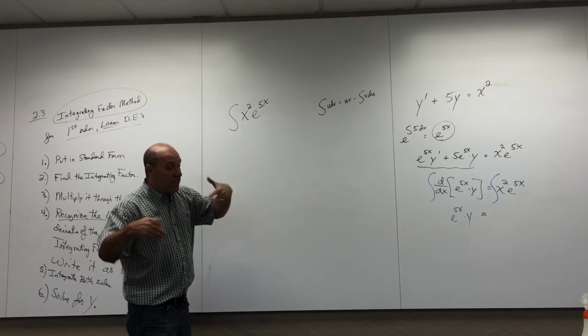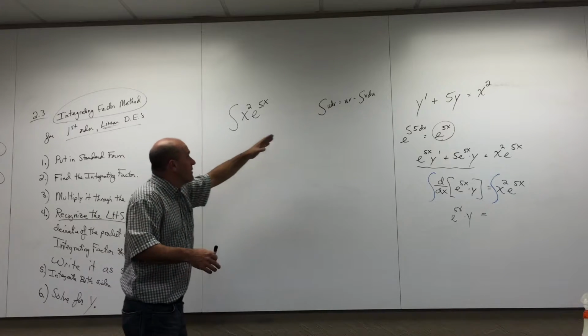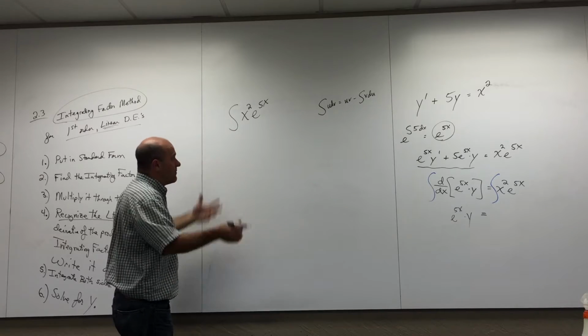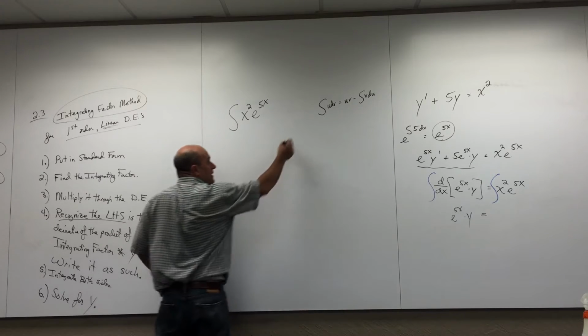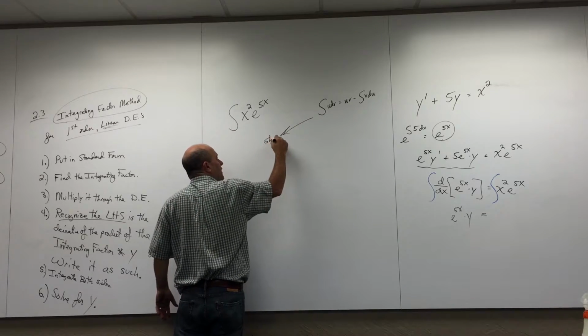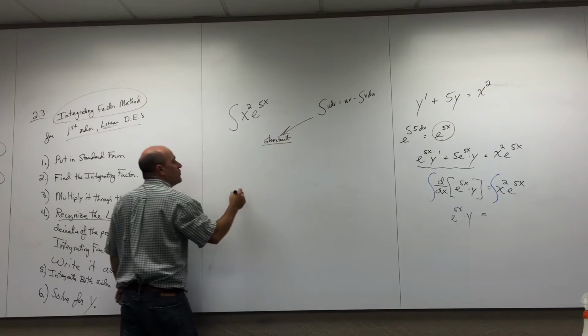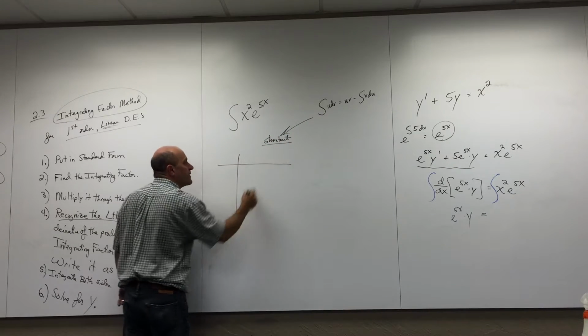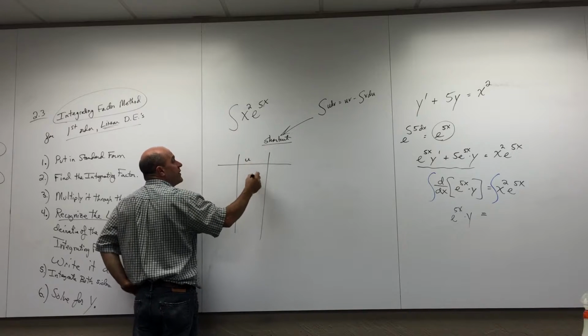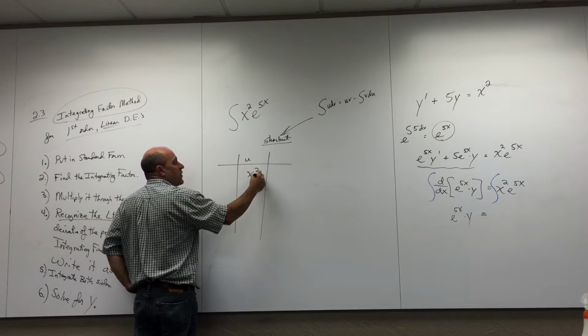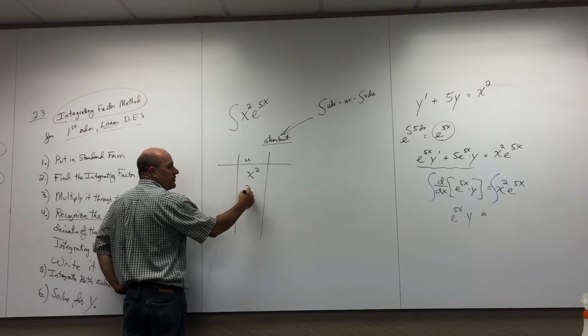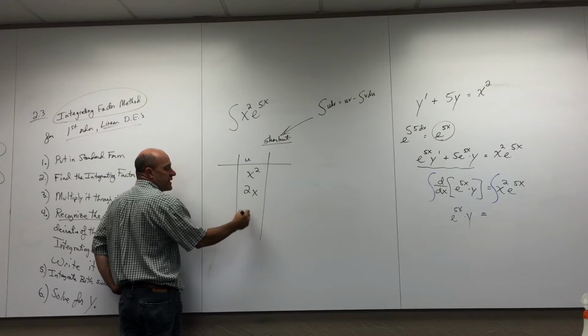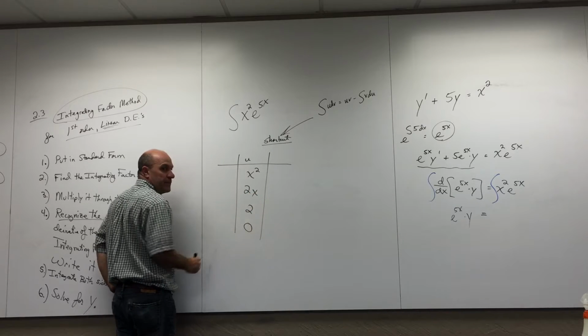So rather than doing the full-blown integration by parts, I can do a tabular method. It's a shortcut of this. You kind of make a table, and you put u here, which is going to be the x squared, and you take the derivative until you get to 0. So that's 2x, 2, and 0.